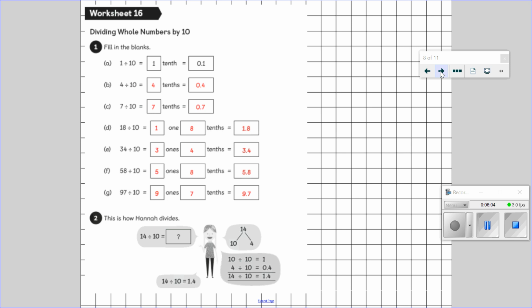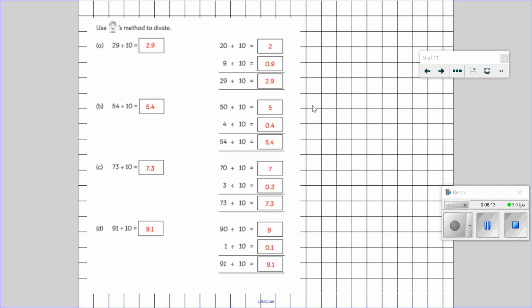So here you have your answers to question 1. And here are your answers to question 2.